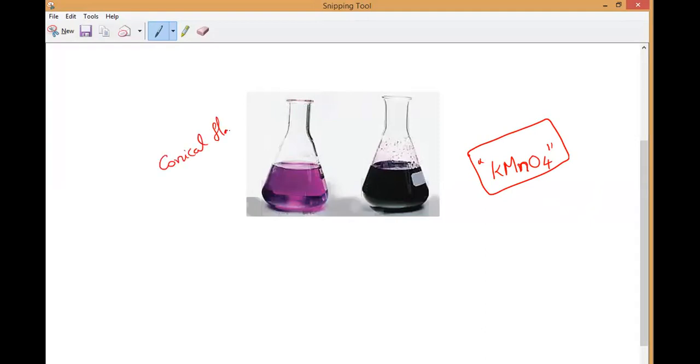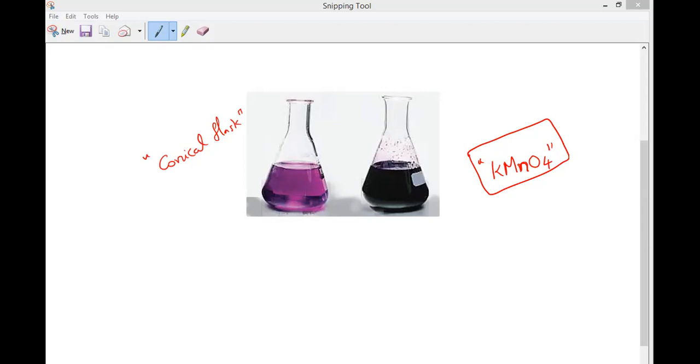What do we call them? Conical flask. Now you tell me, are both the same potassium permanganate or different solutions? Same or different? Akilan? Different. Same, sir. Same or different? It is the same only, but it appears different. Why, guys? Anybody?